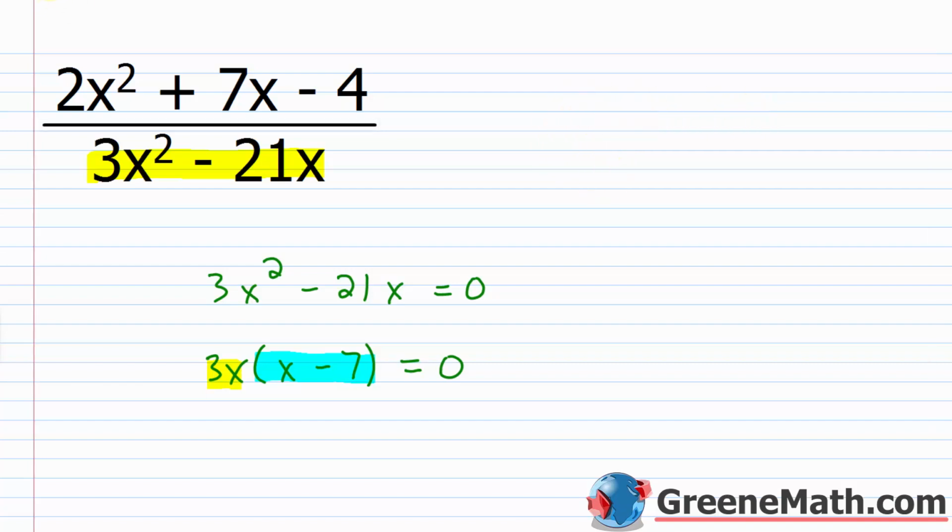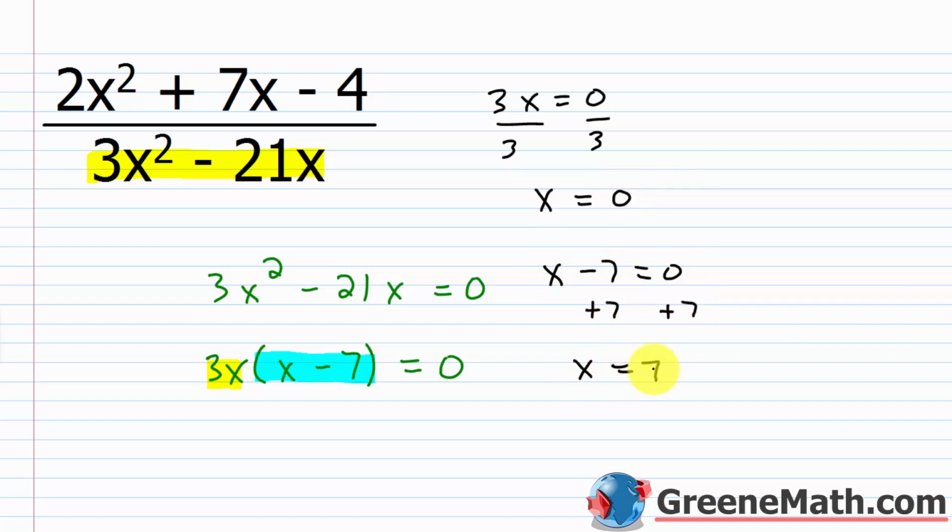And essentially all I'm going to do here is just set 3x equal to 0 and solve. Divide both sides by 3. I get x is equal to 0. I'm going to set x minus 7 equal to 0 and solve. Add 7 to each side of the equation. I get x is equal to 7. So we have two solutions here, and thus two values we need to restrict from our domain.